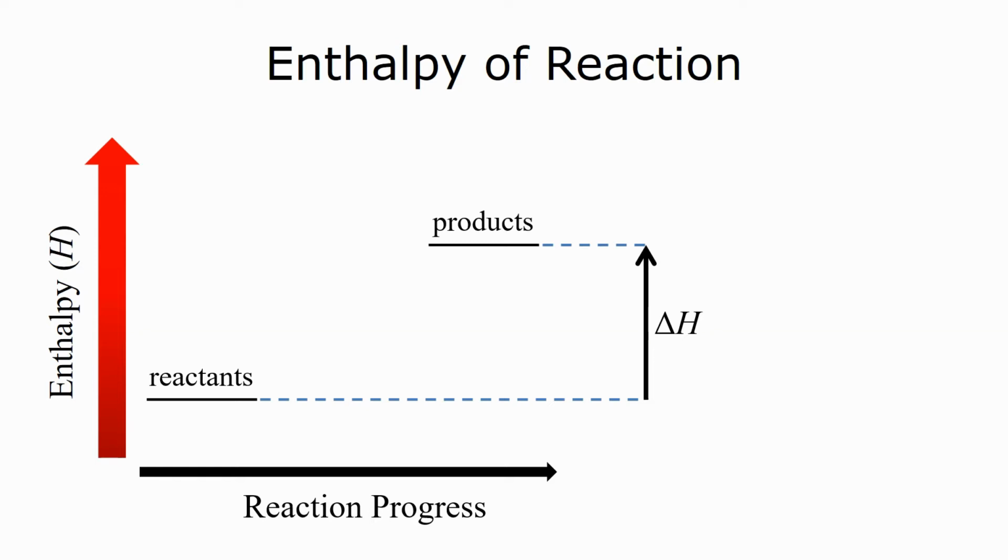And when it comes to change, or delta H, as we learned in physics, delta is just the final state minus the initial state. Here, the final state is the enthalpy of the products, and the initial state is the enthalpy of the reactants. In this case, because products have a higher enthalpy, our enthalpy of reaction is going to be positive, which means this is an endothermic reaction. We had to put energy into the reactants to get them up to products.